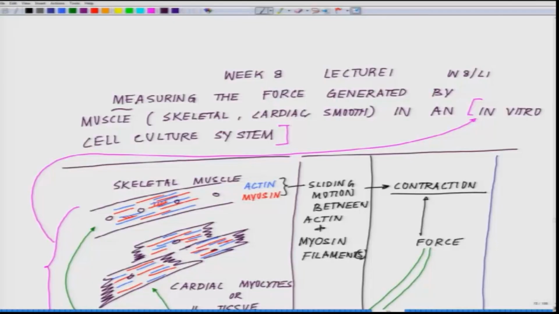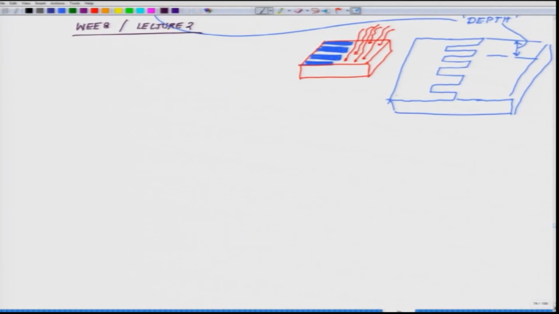We are measuring the force generated by the muscle in an in vitro culture system, and the in vitro culture system here is the micro cantilever system. As of now we have talked about the development of the micro cantilever, how we do it. So, this is what we get, the micro cantilever platform.